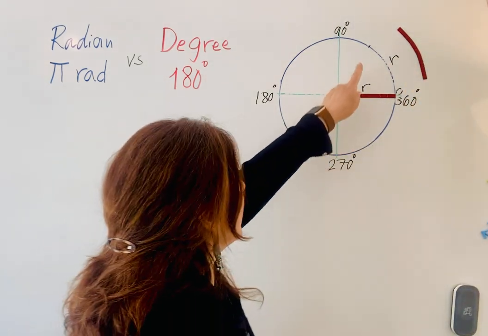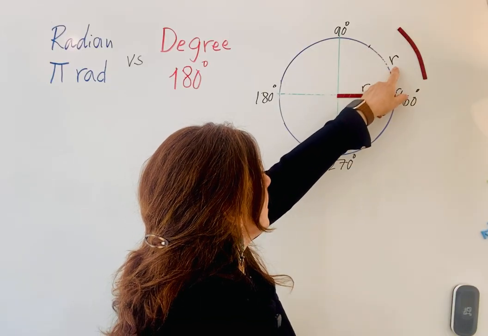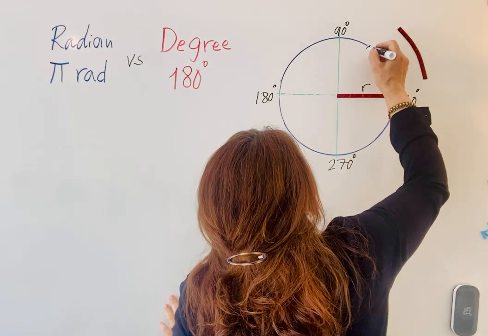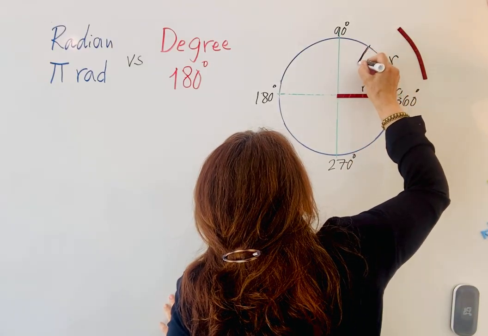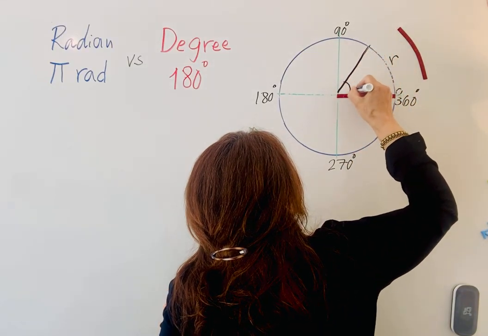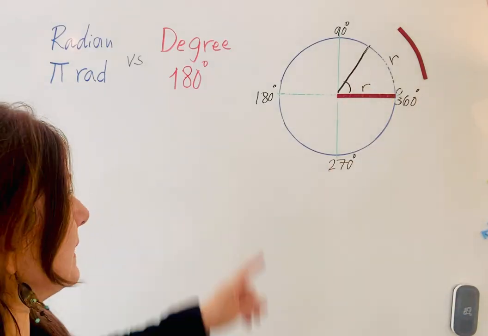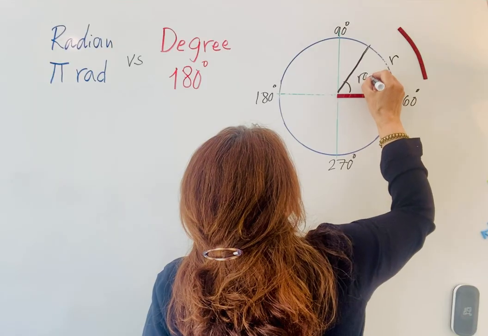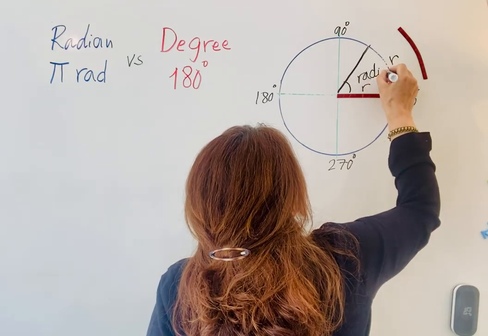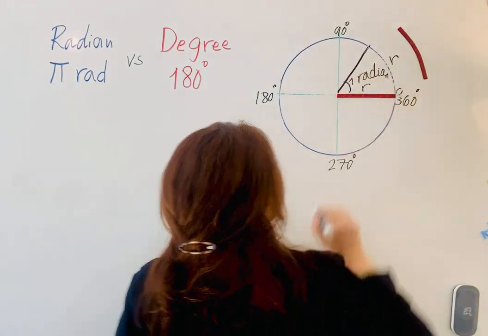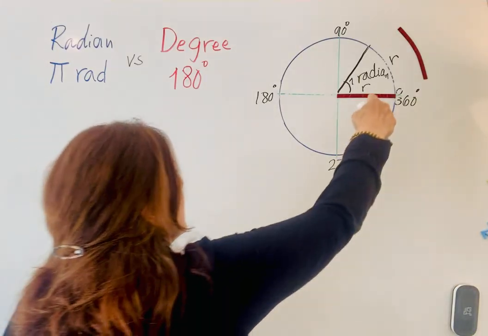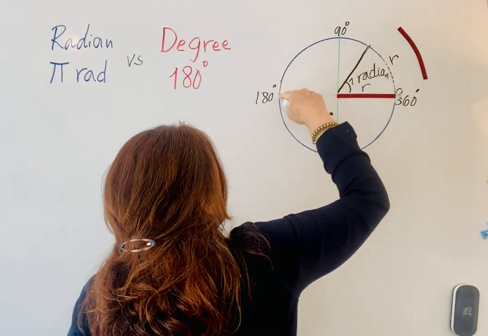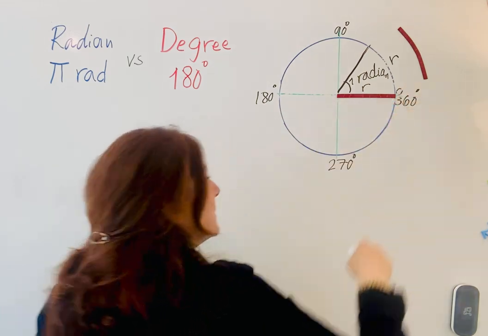If you have an arc equal to your radius R, and when you connect these two, you have an angle here. This angle is 1 radian. Just 1. How many of these R do we have here? 1 R, 2, 3, 4, 5, 6 and something.